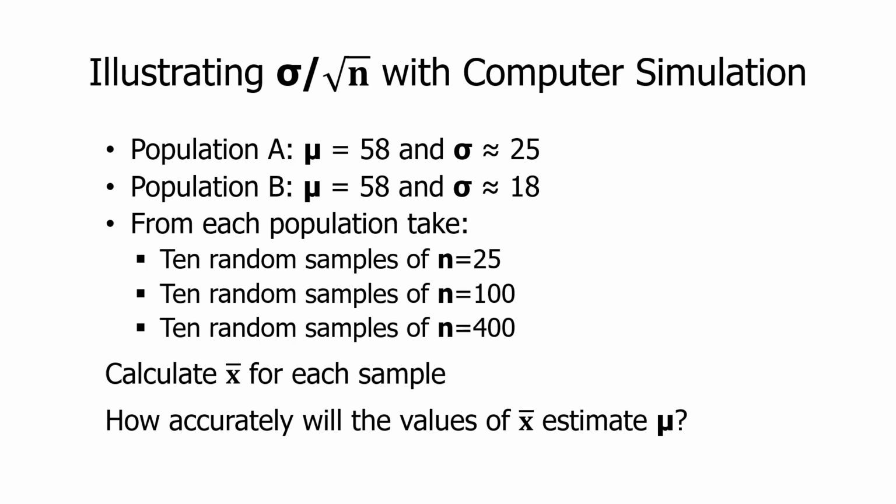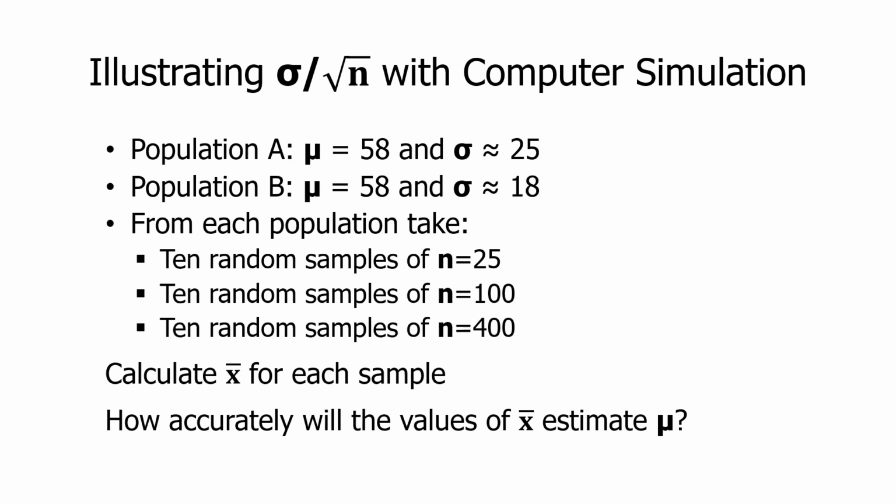Then I asked the computer to define a second population, population B, with the very same population mean, mu, equal to 58. But now the standard deviation, I just asserted that I wanted the standard deviation to be 18. So again, in both cases, we have 58 as the mean. In the first case, we have a larger standard deviation than we do in the second case.